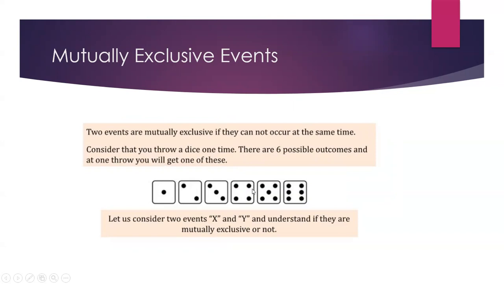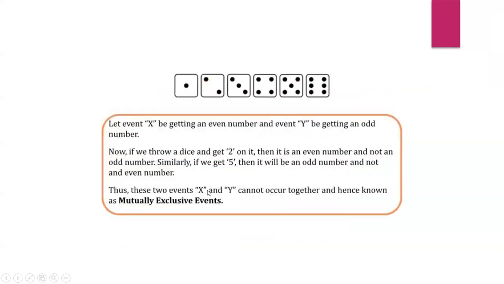So, now consider an example of rolling a die. 1, 2, 3, 4, 5, 6. Right? So there are two events. Event X is getting an even number. Event Y is getting an odd number. So when we talk about even number, it could be 2, 4, 6. If you take this one for Y, it could be 1, 3, and 5. Right?